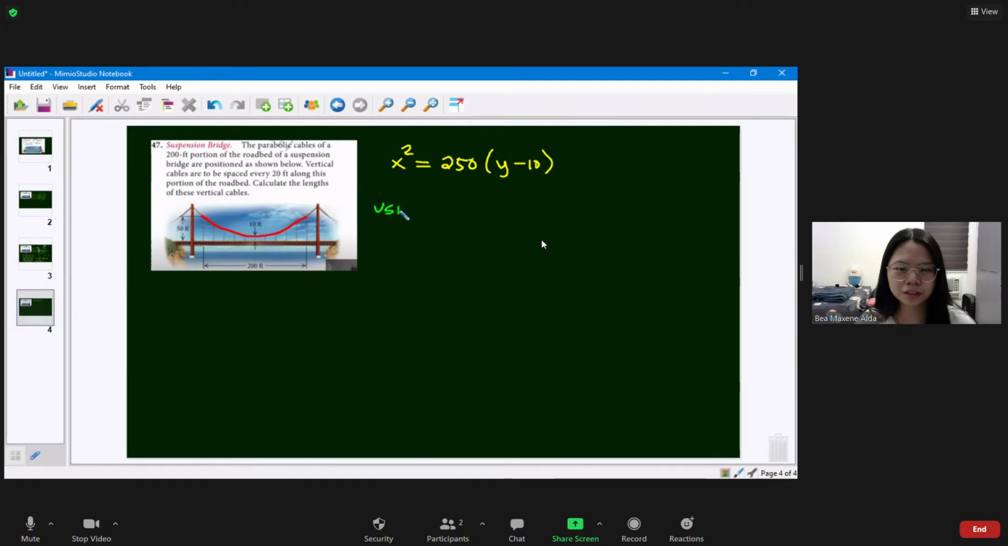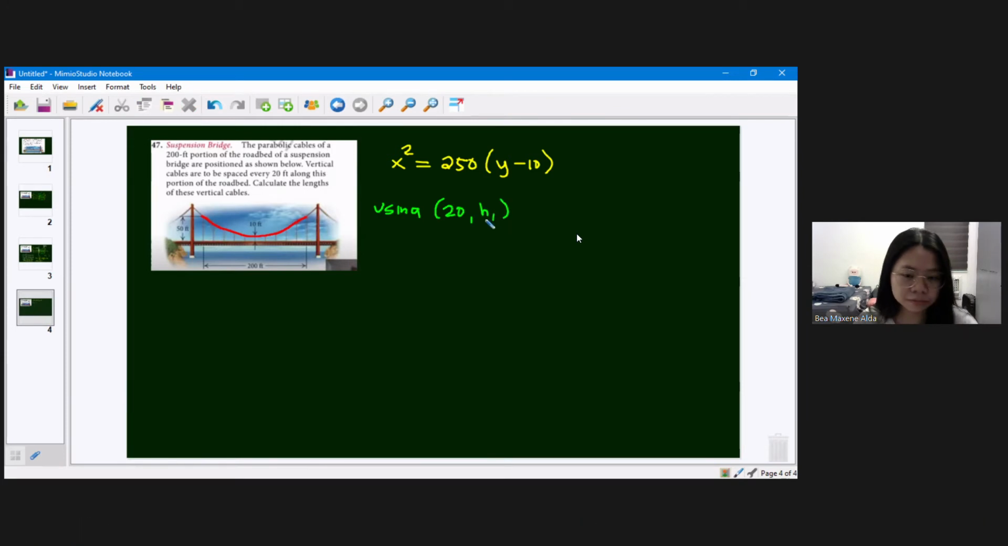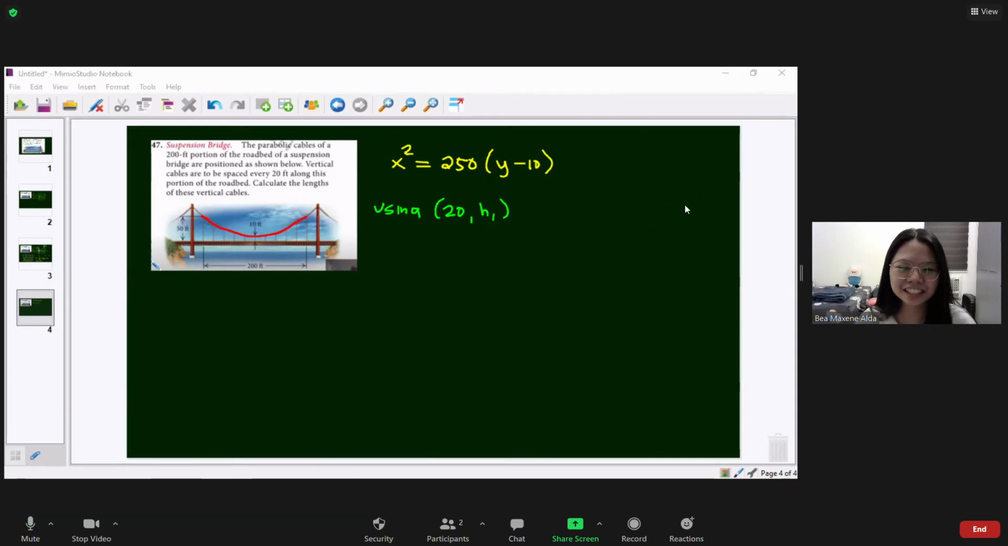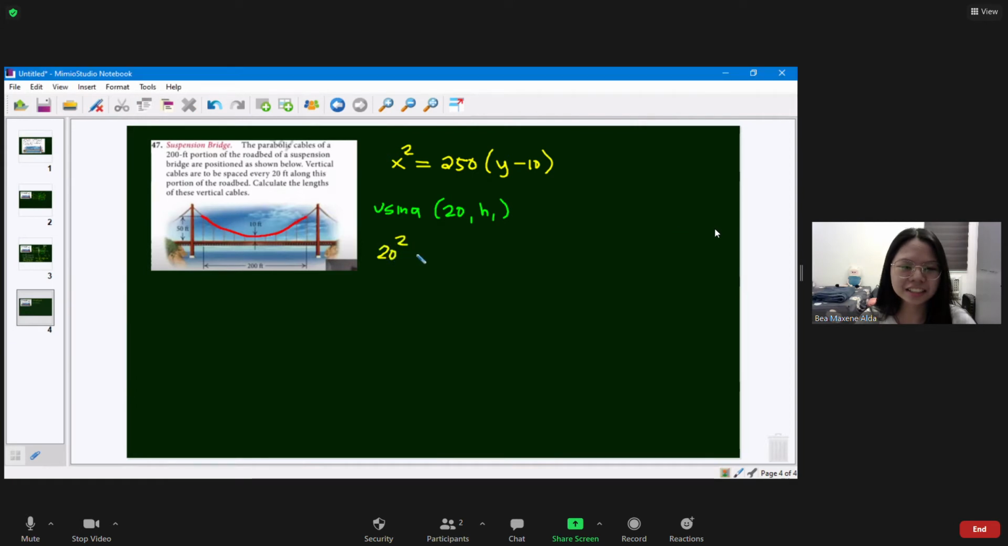There we go. So that would be, we plug in, right? Yes, we plug in. So that would be 20 squared is equal to 250 times the quantity of y minus 10. There we go. So, lagay natin si h sa kabilang side, no? Pero, yun nga, divide mo na sa 250. Go.